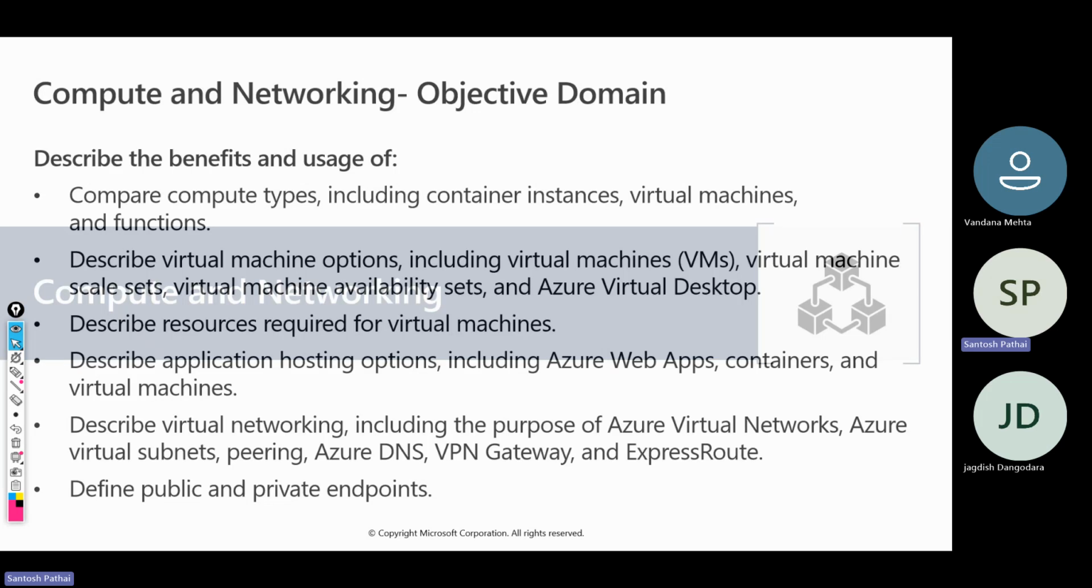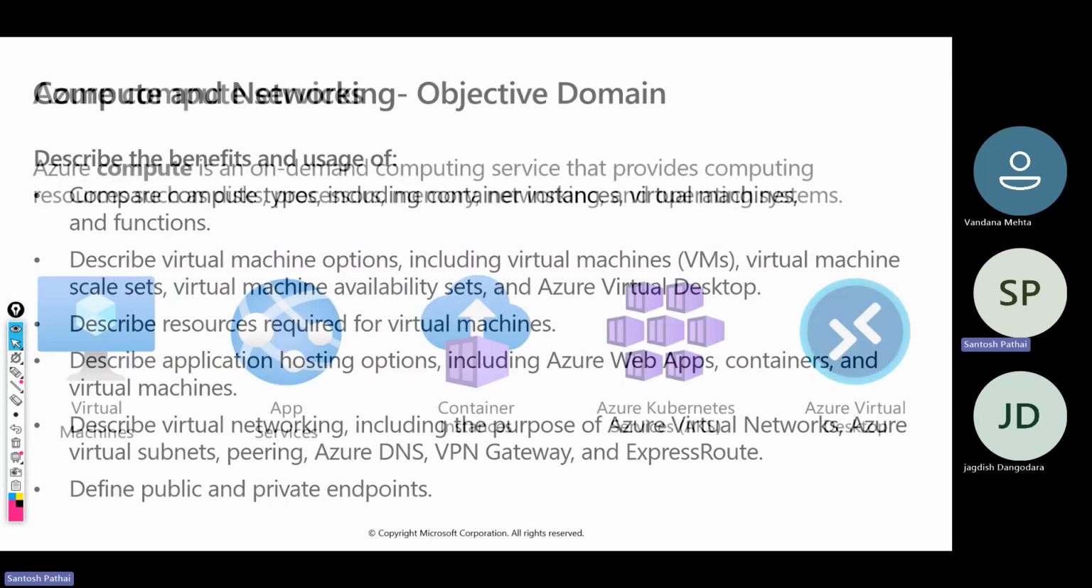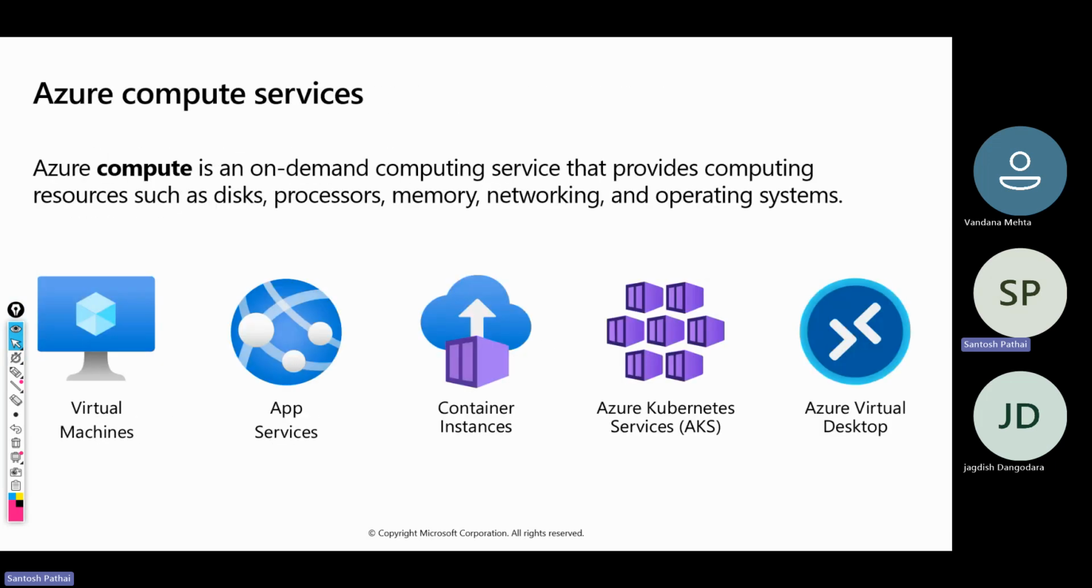Now we'll understand compute and networking. We have compute services where we have virtual machines, app services, containers, Kubernetes, and Azure Virtual Desktop. Now we are not going to see each and every service. This is just a highlight of what is part of compute services. It is just a hypothetical example of what is included.